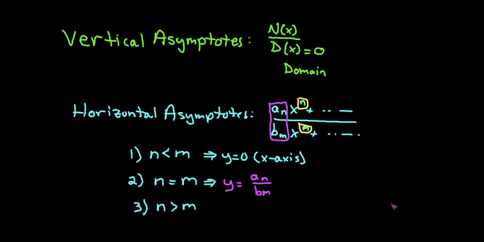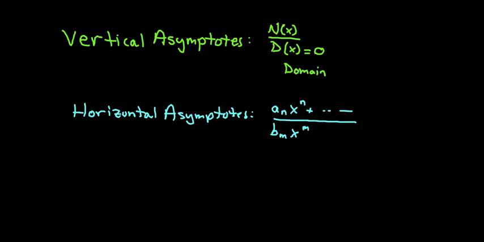Now my last situation, n is greater than m, so maybe 3rd power on top, 2nd power on the bottom, I'm going to have none. There will be no horizontal asymptote. Now there is one situation that's going to be a little bit different, and that's if n is greater than m by exactly 1, then that's going to give me my oblique asymptote.